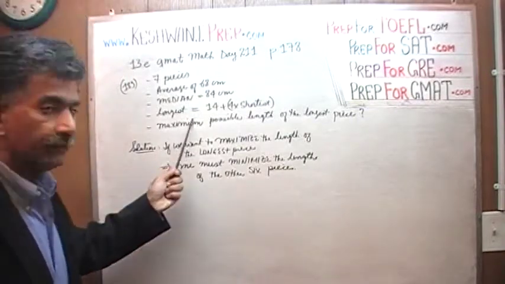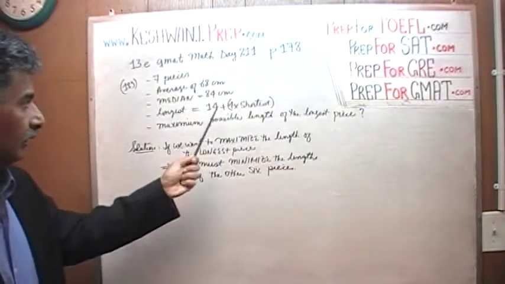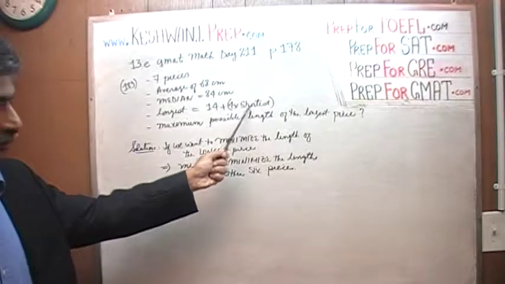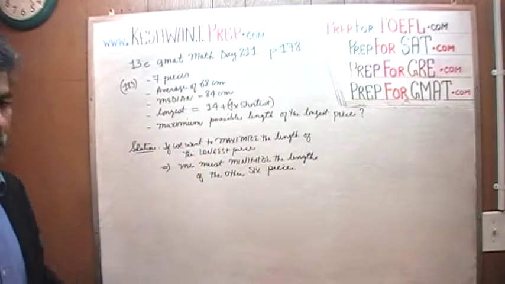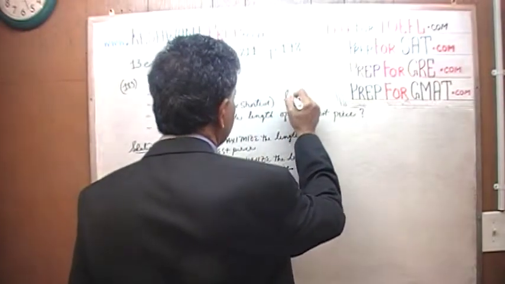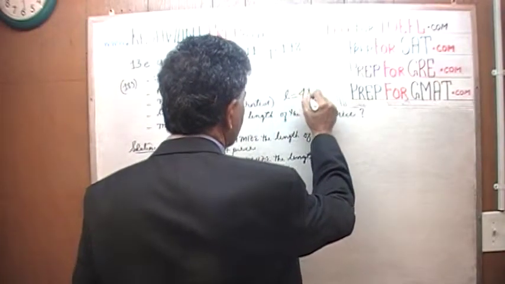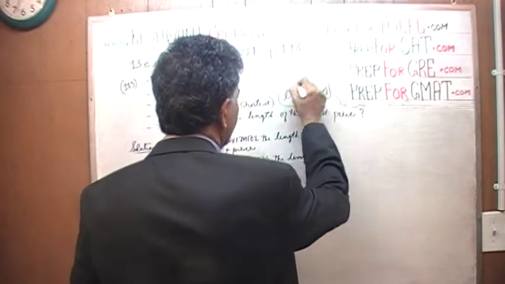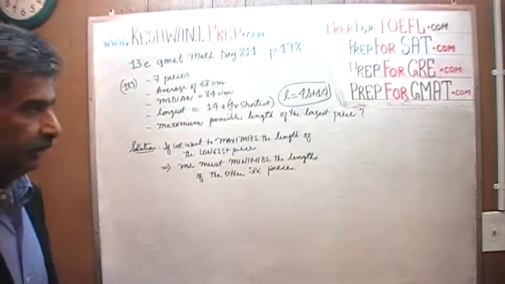And that's what we have here. The longest piece is 14 more than 4 times the shortest piece. 4 times the shortest piece plus a 14, that gives us the longest piece. In other words, L for the longest piece equals 4 times the shortest piece plus 14. This equation is going to come in quite handy. We're going to need it in a while.